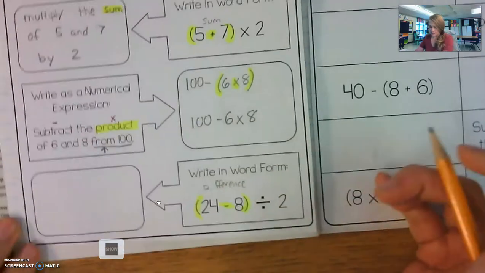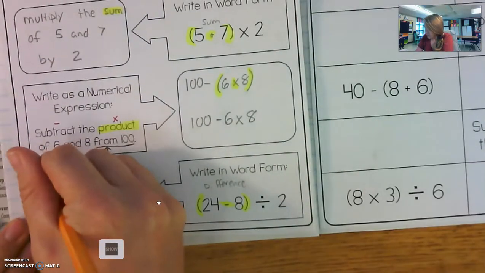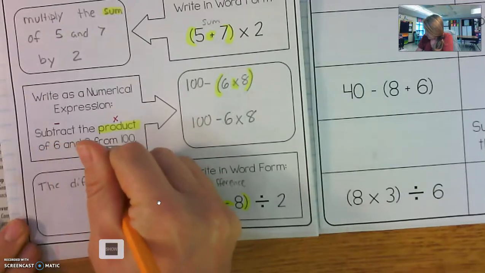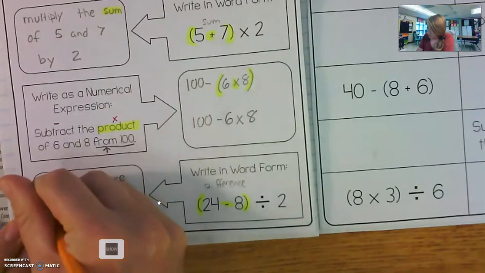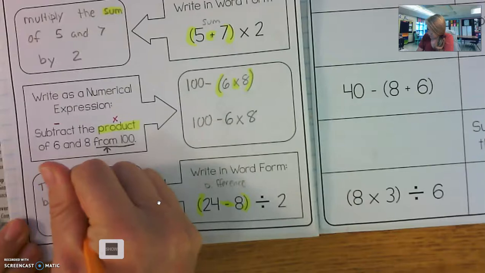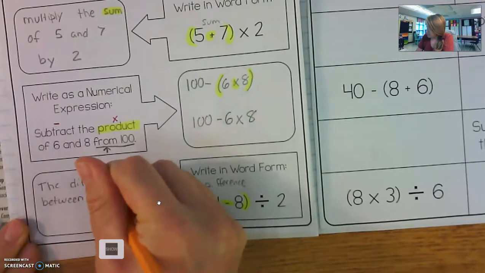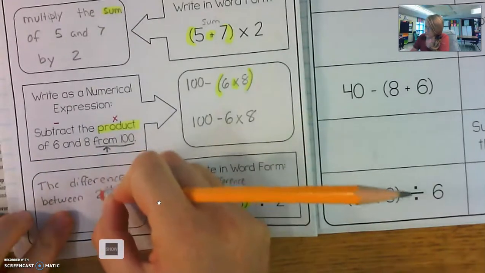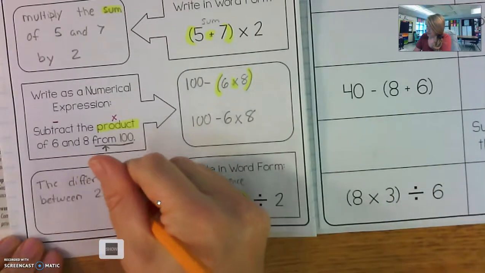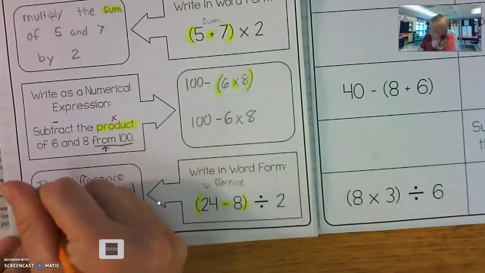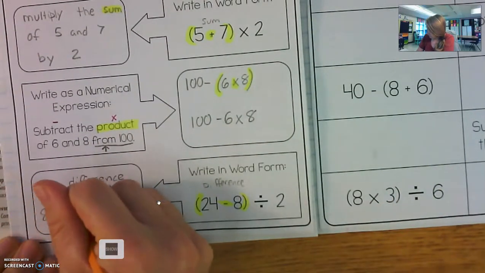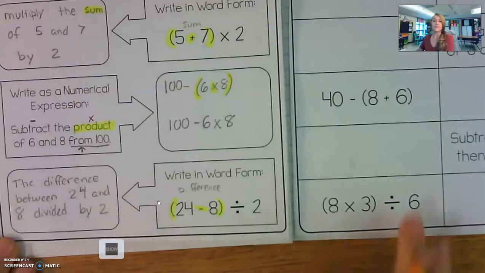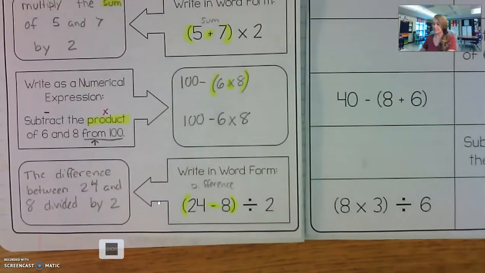Okay, so let's write it. The difference between 24 and 8. Ooh, 24 looks kind of weird. Divided by 2. The difference of 24 and 8 divided by 2.